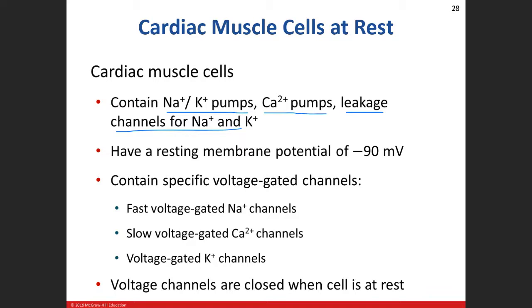Here, when we're dealing with the cardiac muscle cells, all we're going to do is flip-flop the adjective for the voltage sodium gates and the voltage calcium gates. So now in this situation, we have fast voltage-gated sodium channels and we have slow voltage-gated calcium channels. Potassium channels are the same. The only other thing that changes is our resting membrane potential, which is -90.